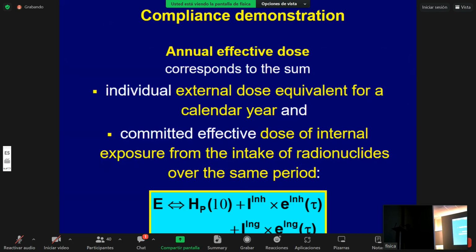The main task of demonstrating the compliance of the conditions for the use of radiation sources with the requirements for ensuring radiation safety is to determine the values of the individual external exposure dose equivalent for the monitoring period and the amount of radioactive substance intake. In the case of an annual monitoring period, the value of the annual effective dose is compared with the dose limit. The unit of annual effective dose is sievert per year.